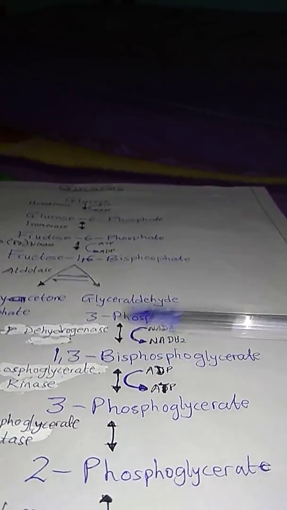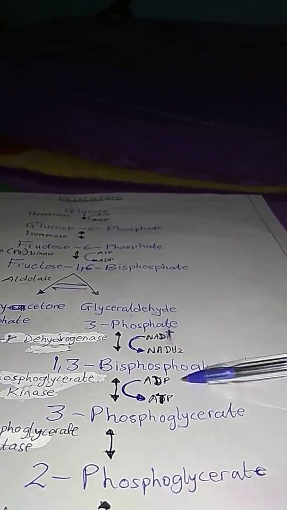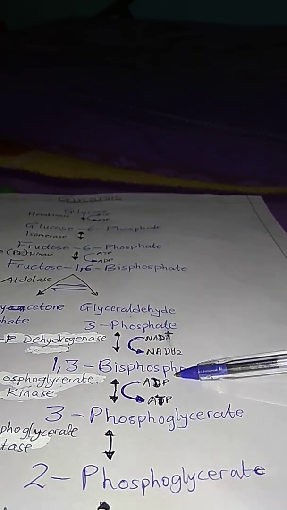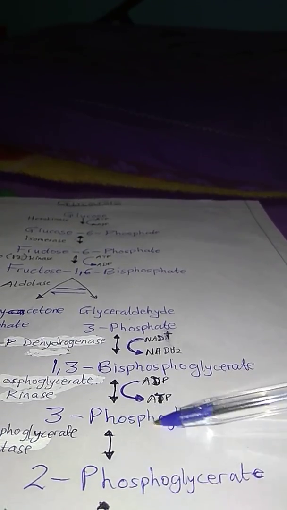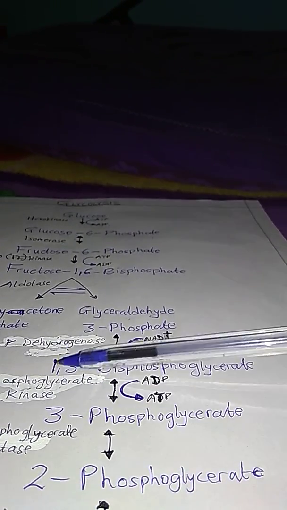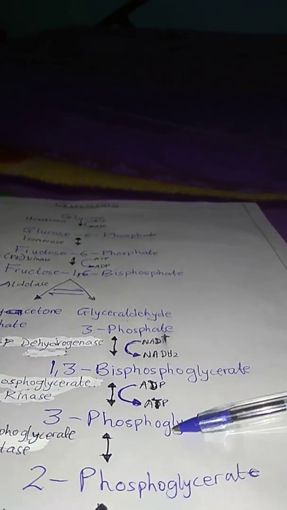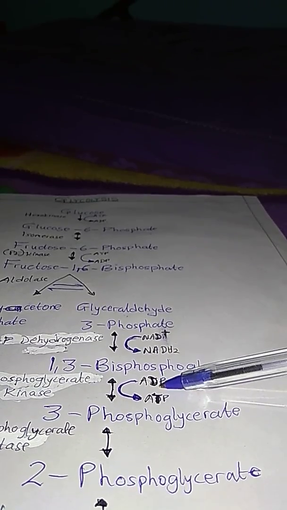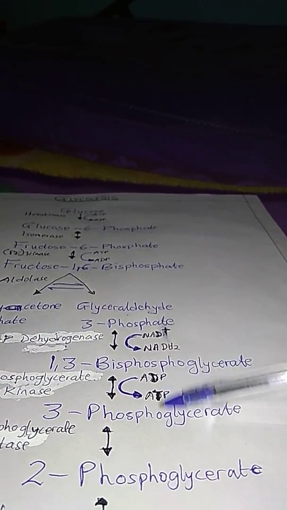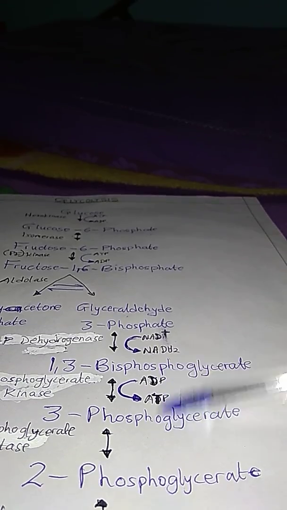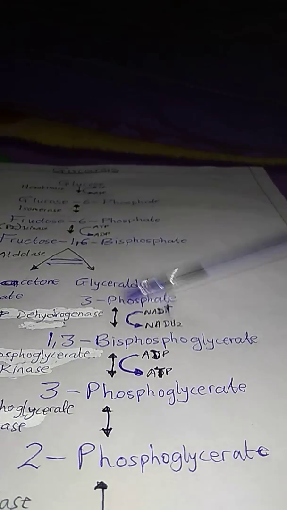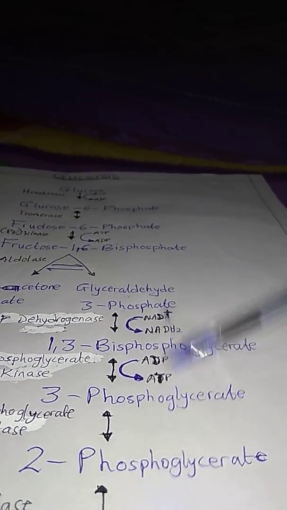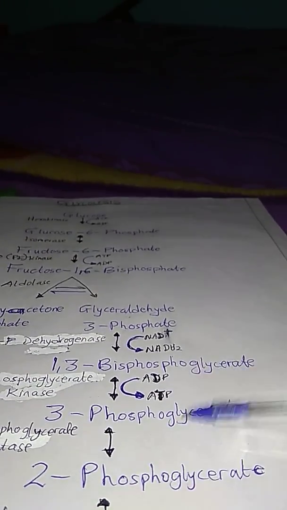Now 1,3-bisphosphoglycerate will be converted into 3-phosphoglycerate, and it is catalyzed by phosphoglycerate kinase. Here we can see that ADP is converted into ATP. It means in these stages ATP is being formed. In the first stages we were utilizing ATP, but now ATP is being produced. So that is our first ATP being produced.